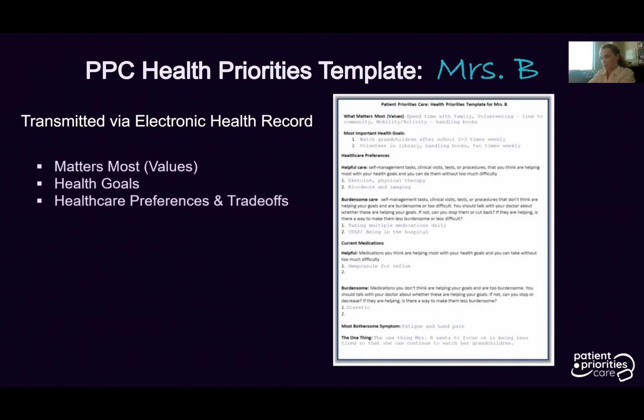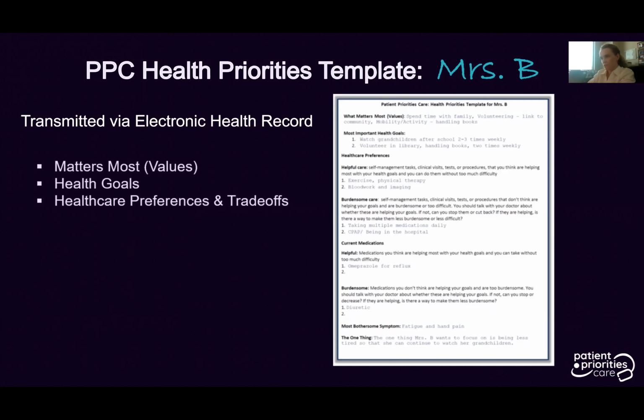Number one, what matters most. This is the patient's values and reflects what's important to them in their life. And these are the kinds of things that don't tend to change that much. They've been important for them for a long time, and they're likely to be important for them for more time in the future. However, what might change is the health outcome goals.